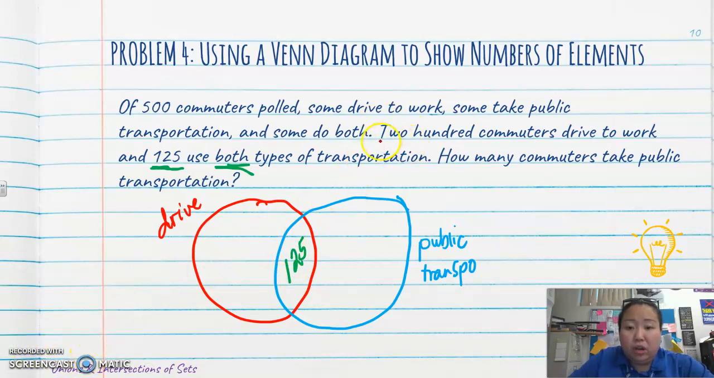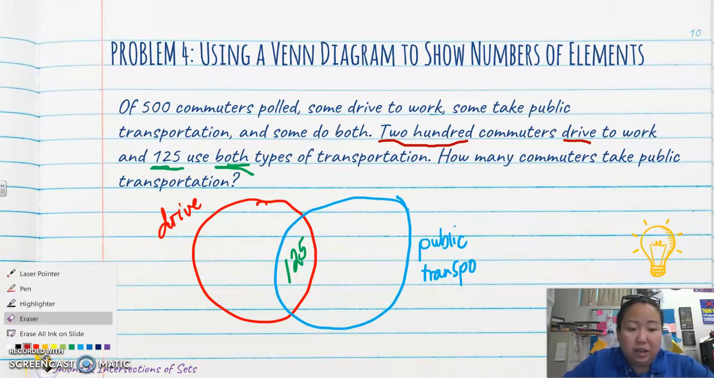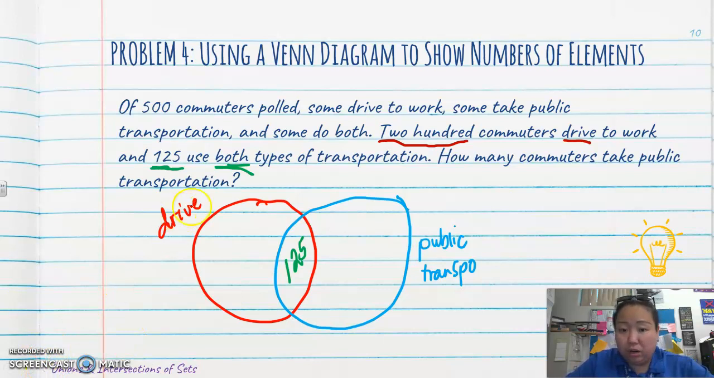Now, what other detail is mentioned here in this problem? It says here a total of 200 drive to work, okay? Now, you do not put 200 here. Nope, you do not, okay? Why? Because remember, according to the problem, 200 is everybody who drives to work. So it means this whole circle needs to have a total of 200, okay? The whole red circle needs to be 200.